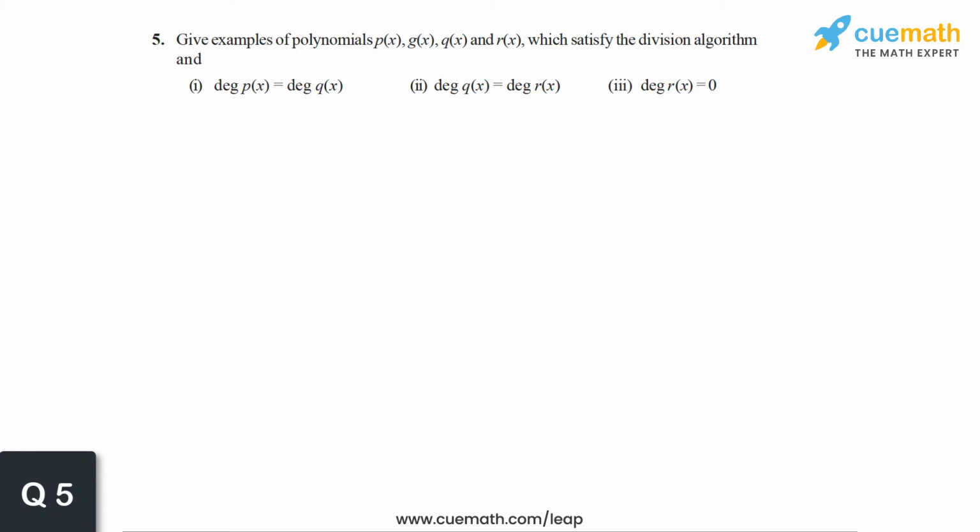Okay, so question 5 of this exercise says, give examples of polynomials p(x), g(x), q(x) and r(x) which satisfy these relations. Remember that the notation being used is p(x) is the dividend, g(x) is the divisor, q(x) is the quotient and r(x) is the remainder, which means that these 4 polynomials should satisfy this relation: p(x) is g(x) times the quotient polynomial q(x) plus the remainder polynomial r(x).